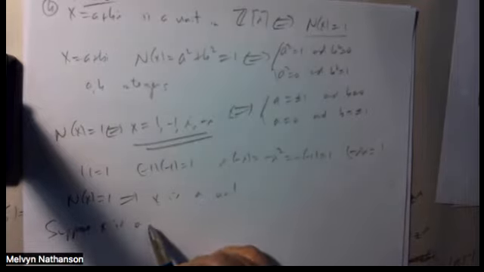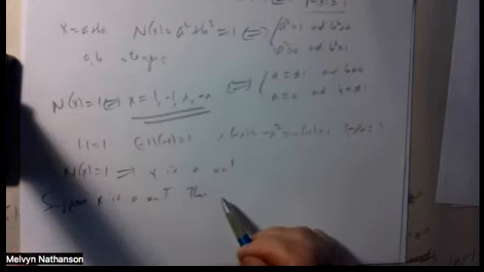And what about the converse? Suppose x is a unit. Then there exists an inverse y in Z[i] such that x times y is 1. That's the definition of a unit. A unit is an element which has an inverse, where the product is 1.